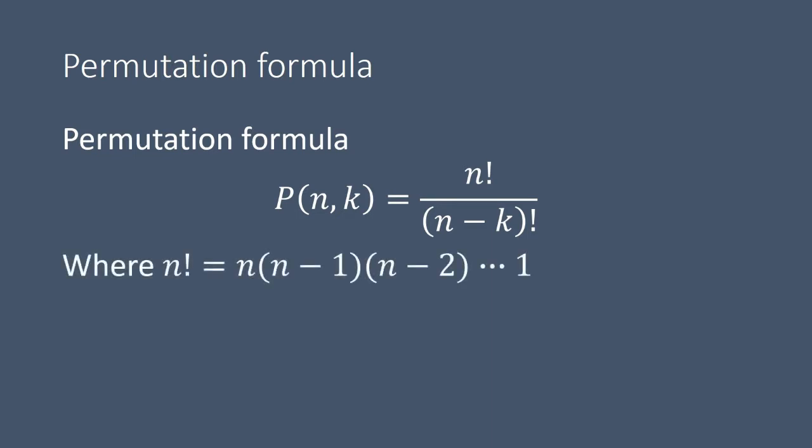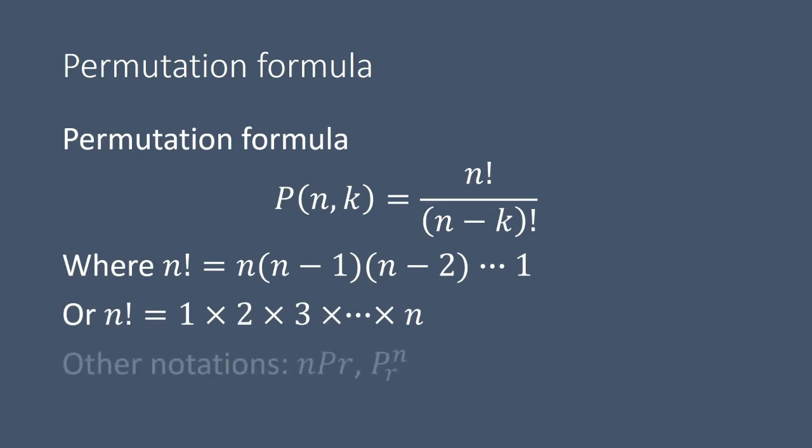So this is our permutation formula. You read this as n permutation k. It is equal to n factorial divided by n minus k factorial, where n factorial is equal to n times n minus 1 times n minus 2, and so on until you get to 2 times 1. That is the same as n factorial equals 1 times 2 times 3 times ... times n. These are the other notations for permutation.